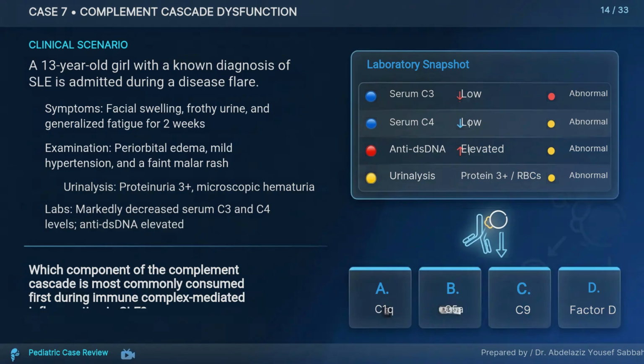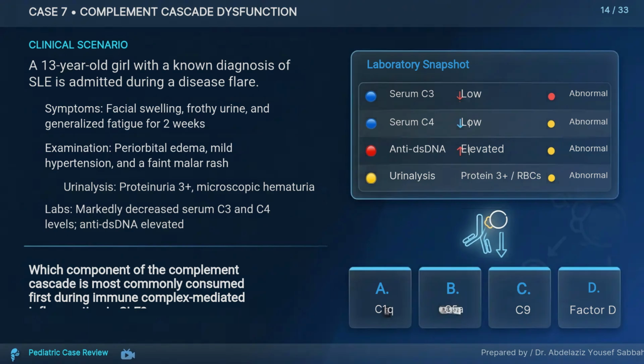Case 7. A 13-year-old girl with known lupus is admitted during a disease flare. She has facial swelling, frothy urine, and generalized fatigue for 2 weeks. Examination shows periorbital edema, mild hypertension, and a faint malar rash. Labs reveal markedly decreased serum C3 and C4, elevated anti-double-stranded deoxyribonucleic acid, and urinalysis with 3+ protein and red blood cells. Which component of the complement cascade is most commonly consumed first during immune complex-mediated inflammation in lupus?